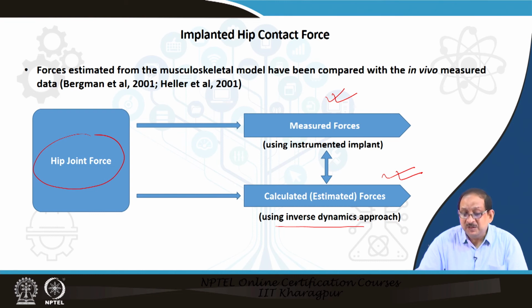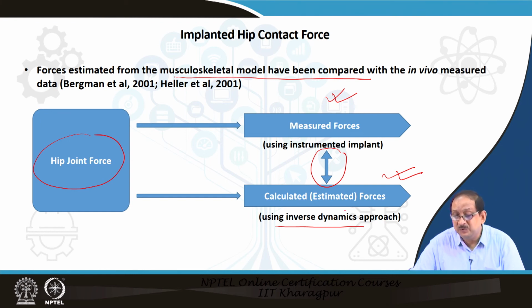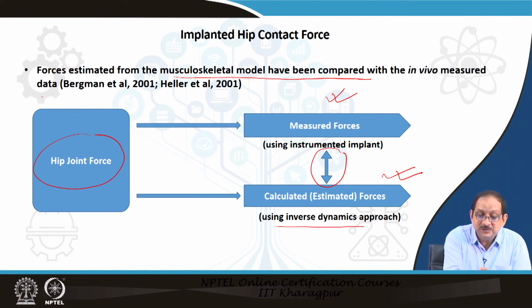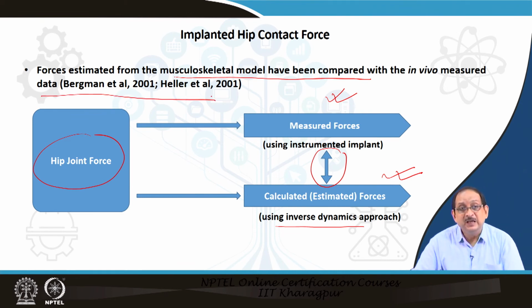The forces estimated from the musculoskeletal model have been compared. So, these calculated and estimated forces can be directly compared with the in vivo measured data, and this was carried out in the two pioneering studies by Bergman and Heller, as indicated earlier.